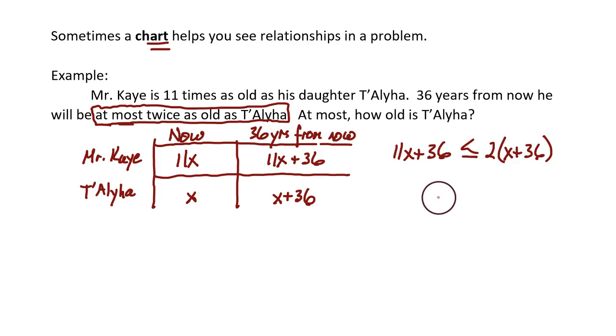Think about the parts of this open sentence. This expression is Mr. K's age in the future. This symbol represents at most. Being at most is the same thing as saying less than or equal to. This expression is twice Talia's age. Now let's solve this. Do the distributive property.